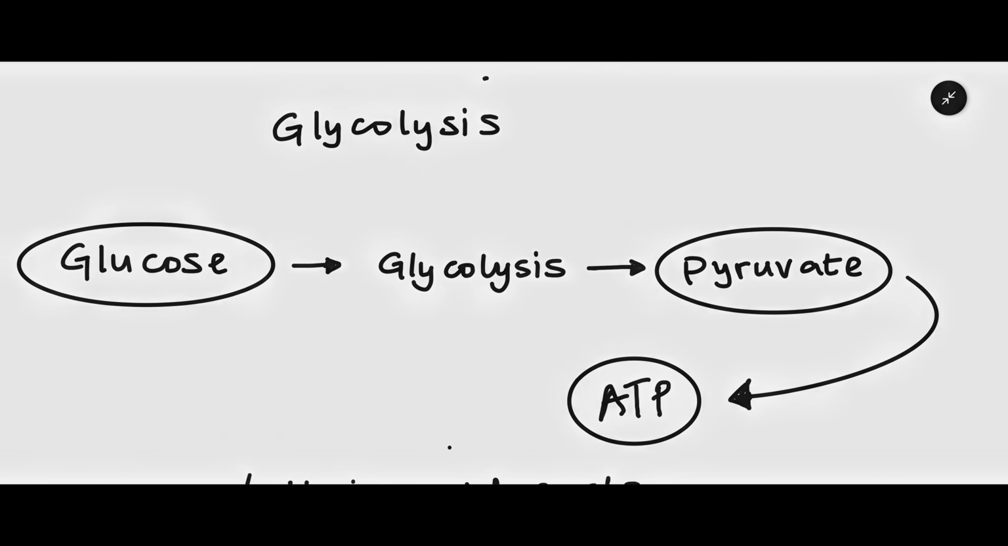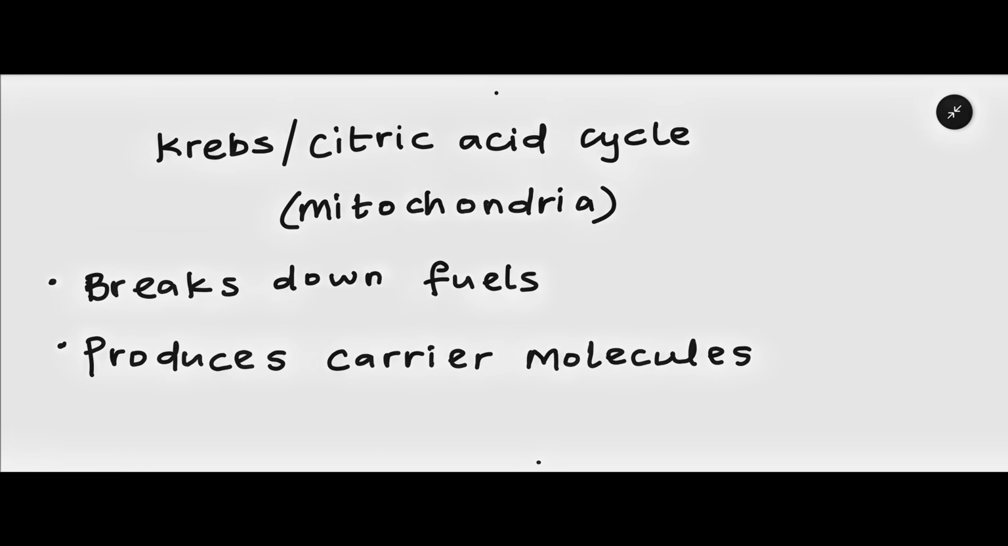It starts the process. Next is the Krebs cycle, also called the citric acid cycle. This happens in the mitochondria. The mitochondria are often described as the powerhouse of the cell, and for good reason. The Krebs cycle acts like a processing hub. It helps break down the fuel further and produces carrier molecules. Those carrier molecules are incredibly important because they move to the next stage, where most of the ATP is actually made. That next stage is the electron transport chain.